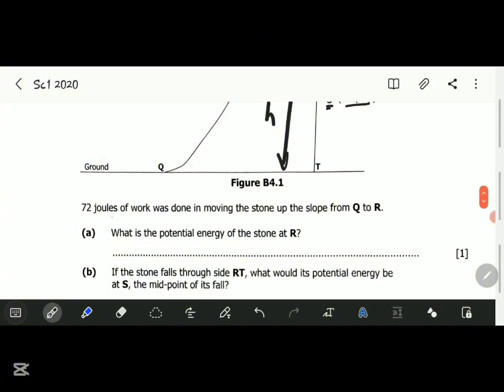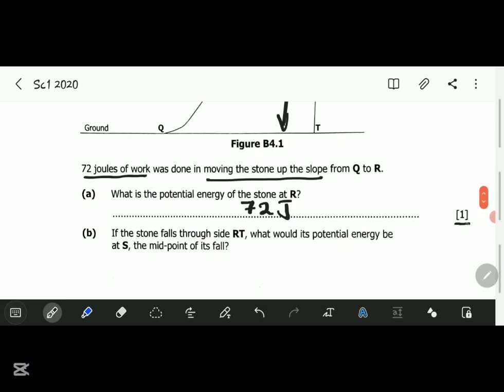So we've said work done against gravity is the gravitational potential energy. And the question asks us, what is the potential energy? If the work that was done in moving the stone up is 72 joules, it means that the gravitational potential energy is 72 joules. So that is the answer to A. Hence the 1 mark, meaning there isn't much work. Even the space for working is limited. 1 mark.